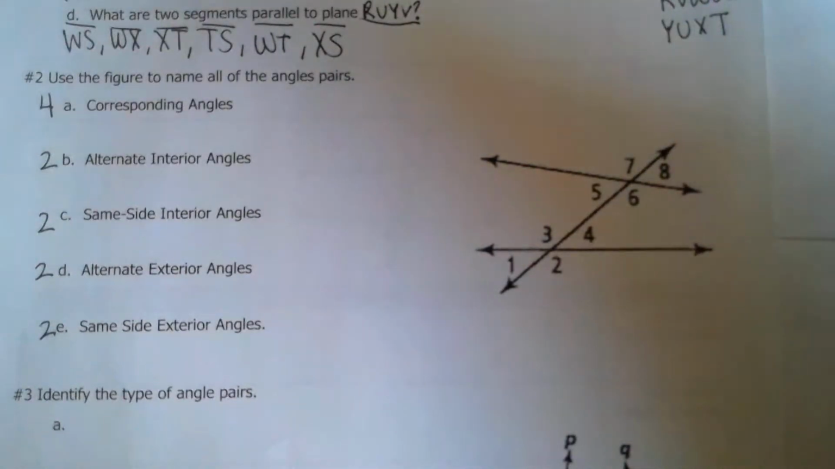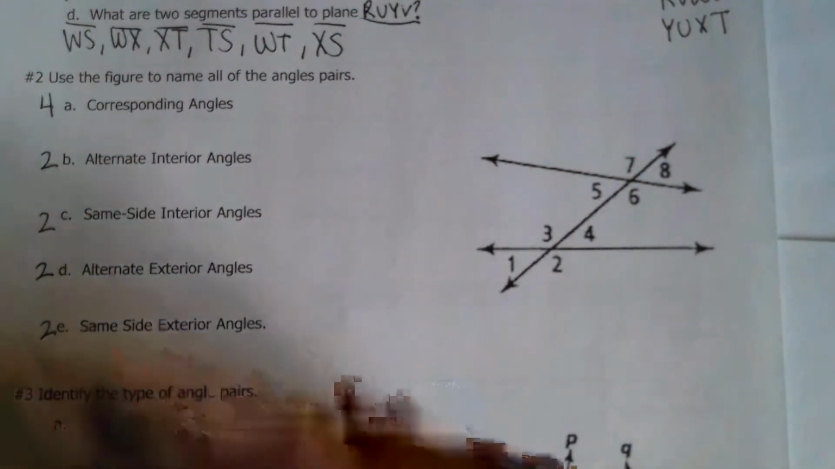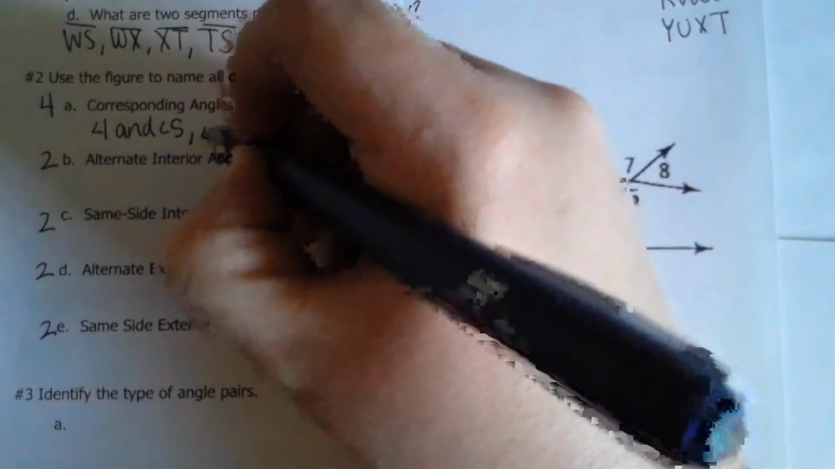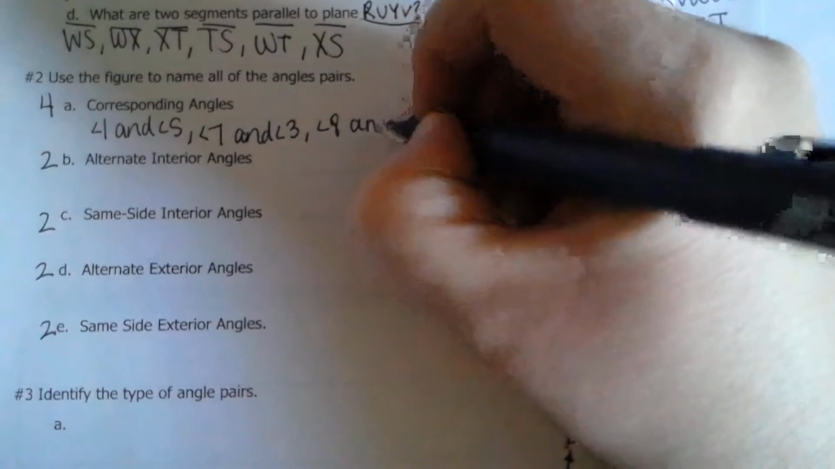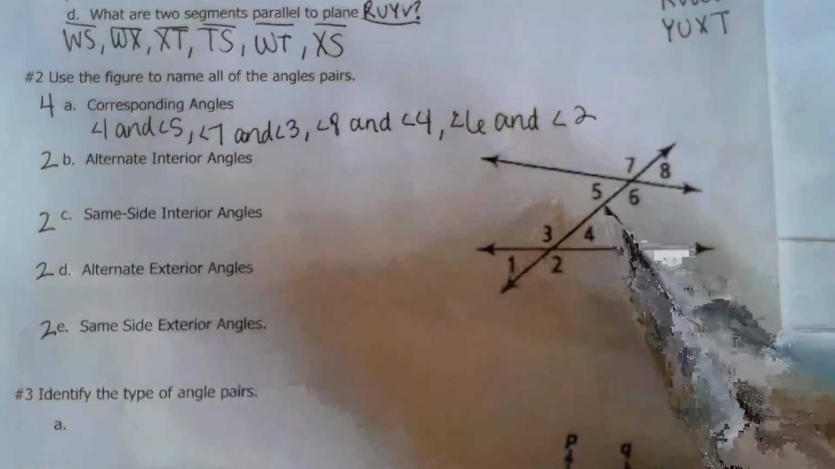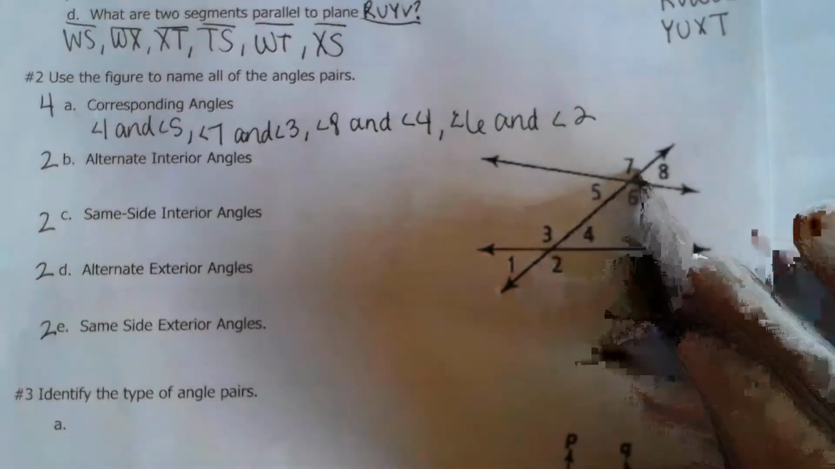All right, hopefully you're trying to test yourself here. You should have written all these down. Here are the correct answers. Now corresponding is same side of the line, 1 inside, 1 outside. That would be angle 1 and 5, 7 and 3, 8 and 4, 6 and 2. Okay, again, same side, so like here on the top side, one outside, one inside, one inside, one outside.